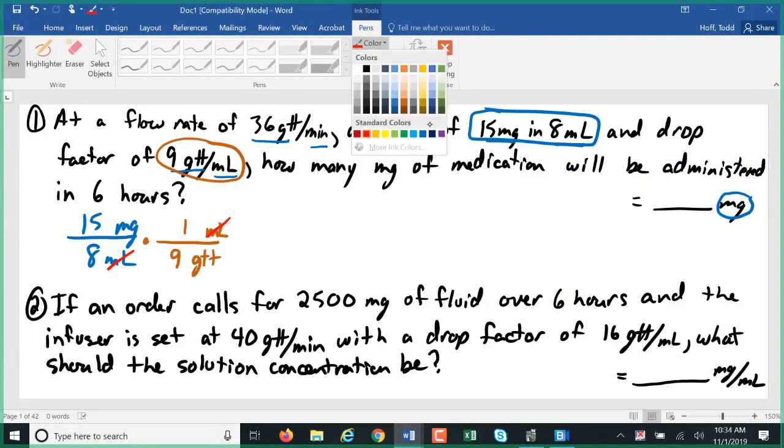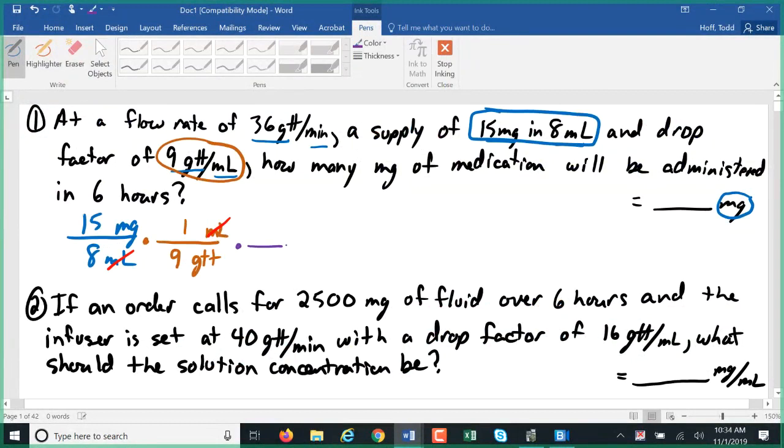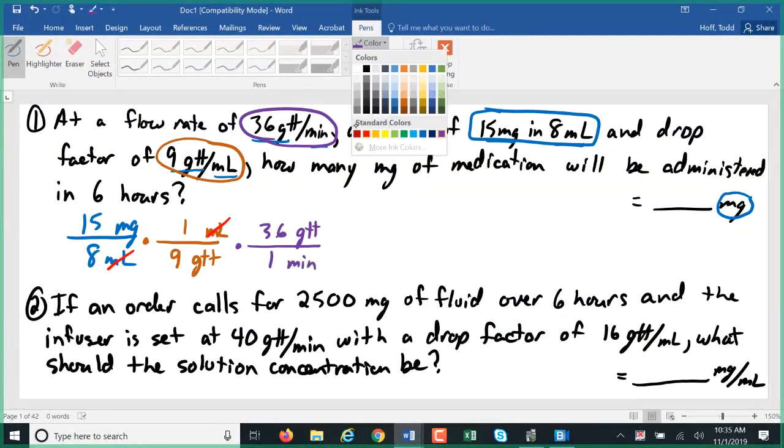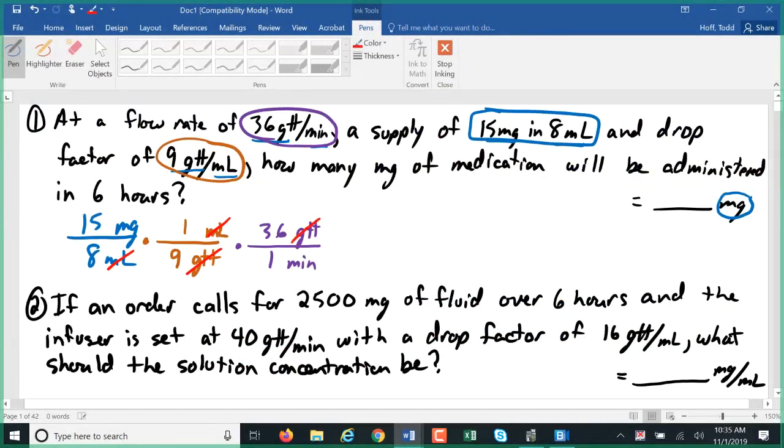Want to get rid of drops. Drops on top. The only other thing we have here that has drops in it is the flow rate of 36 drops per minute, which is saying 36 drops is equivalent to 1 minute. That cancels out the drops. We now have milligrams per minute, which is, believe it or not, getting us closer to our answer.